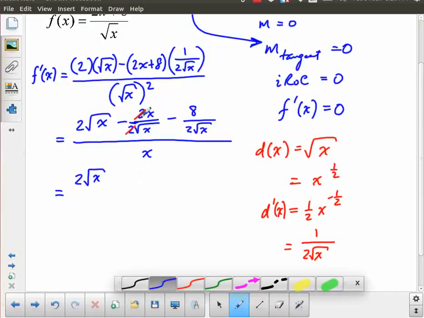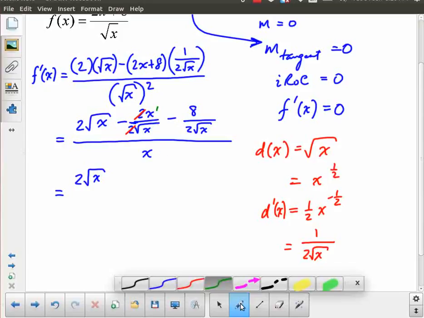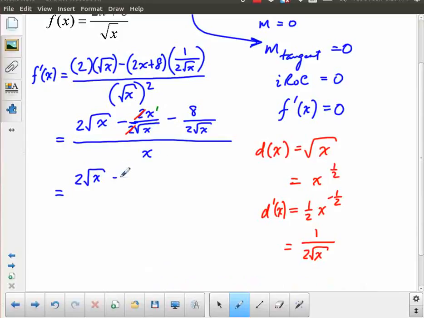I've got minus x over root x. That is the same as x to the power 1, and this one is x to the power 1/2. So overall, that ends up being minus x to the power 1/2. We have x to the power 1 minus x to the 1/2. The 1 minus a half, so we end up with x to the 1/2.